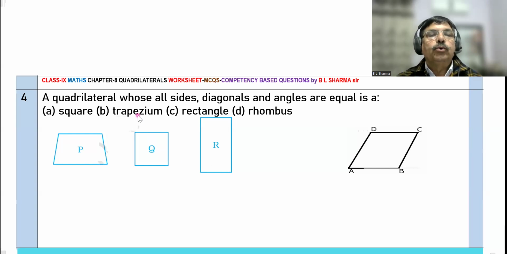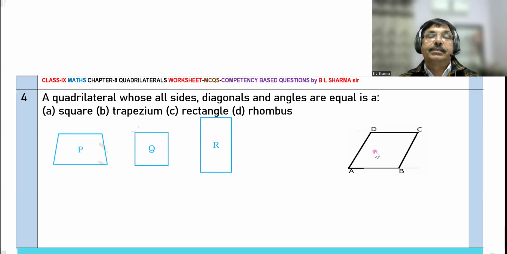A quadrilateral whose all sides are equal, diagonals are equal and angles are equal. ऐसा quadrilateral जिसके साइड भी इक्वल हो, डायगोनल भी इक्वल हो और एंगल्स भी इक्वल हो. देखिए ये स्क्वायर होता है. In square all sides are equal, diagonals are also equal and all angles, means each angle is 90 degree, means all angles are equal. In rectangle all diagonals are equal, all angles are equal, but all sides are not equal, only opposite sides are equal.